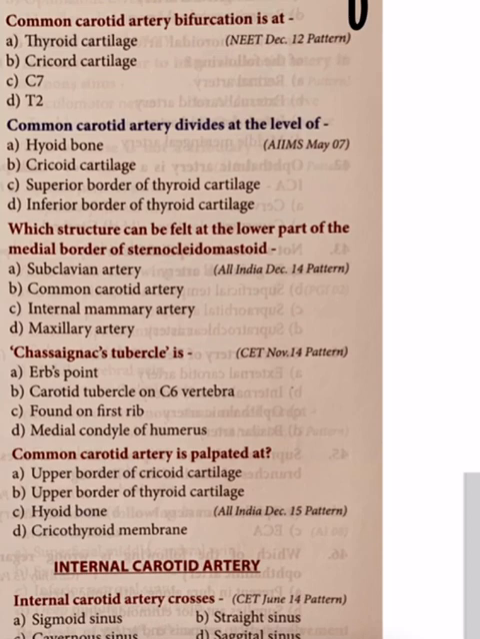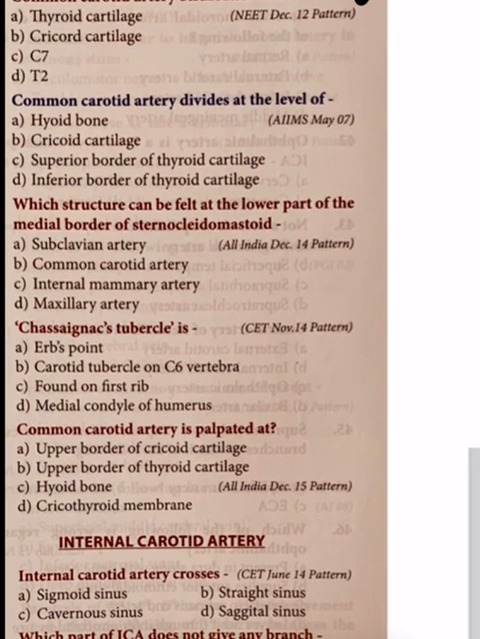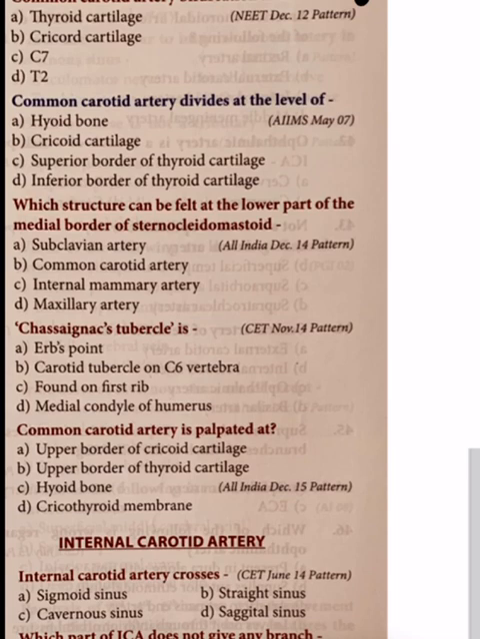Basically I told you about the carotid tubercle, right? See, a common carotid artery can be compressed against the anterior tubercle of the transverse process of C6 vertebra, which is also known as your carotid tubercle, and it is at the level of the cricoid cartilage. Okay, so the next question is, your common carotid artery is palpated at, now you can tell me this answer. It can be palpated at the upper border of your cricoid cartilage.